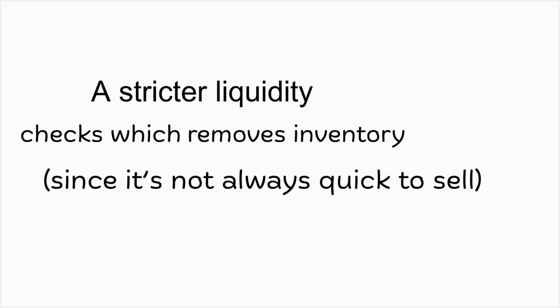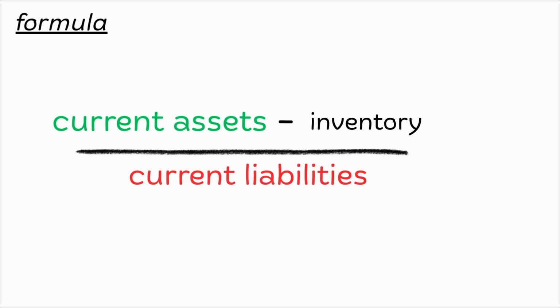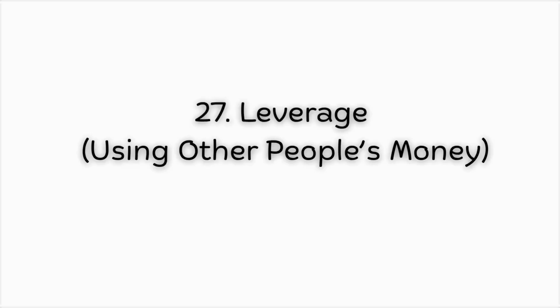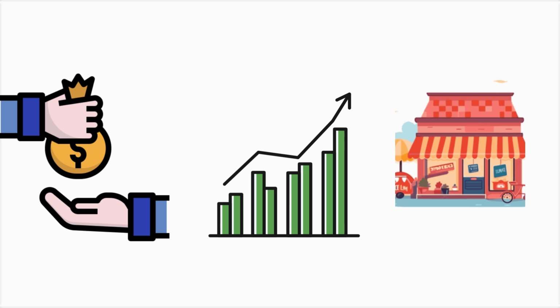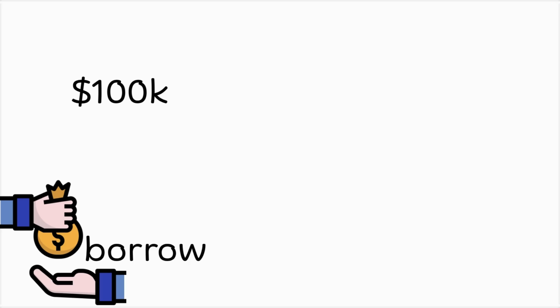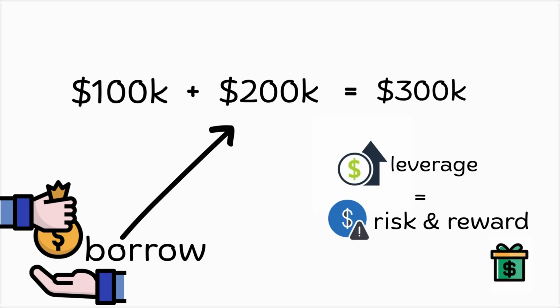And since it's not always quick to sell, the formula is current assets minus inventory divided by current liabilities. And if it's above 1, you're in the safe zone. 27. Leverage. Borrowing money to grow your business is known as leverage. So if you invest $100,000 of your own and borrow $200,000, now you control $300,000. And more leverage equals more risk and reward.